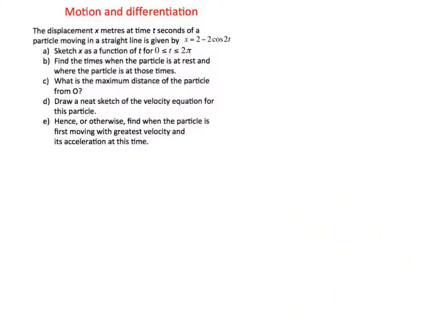So it might be actually easier to sketch a couple of other functions that build up to this function. Why don't we first sketch 2 cos 2t, then we could sketch negative 2 cos 2t, and then the 2 here means we're going to shift it up by 2. Alright, so let's sketch 2 cos 2t. What is the amplitude of this graph? Well, the amplitude is 2, and the period is going to be 2 pi on 2, which is pi. So let's draw our axes in.